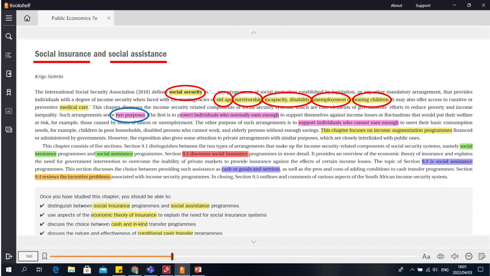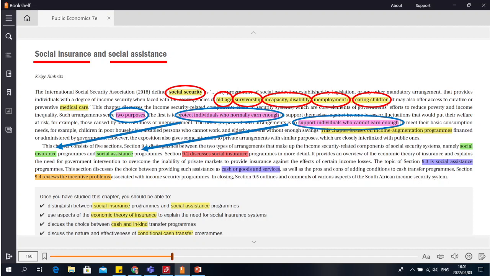So social security has two purposes. This is important. The one is to protect individuals who normally earn enough, and that is social insurance. So people that do have an income, to protect that income through insurance is social insurance. If you want to support individuals who cannot earn enough to live from, so that's the typical grants that we hear about so often, then that is social assistance.